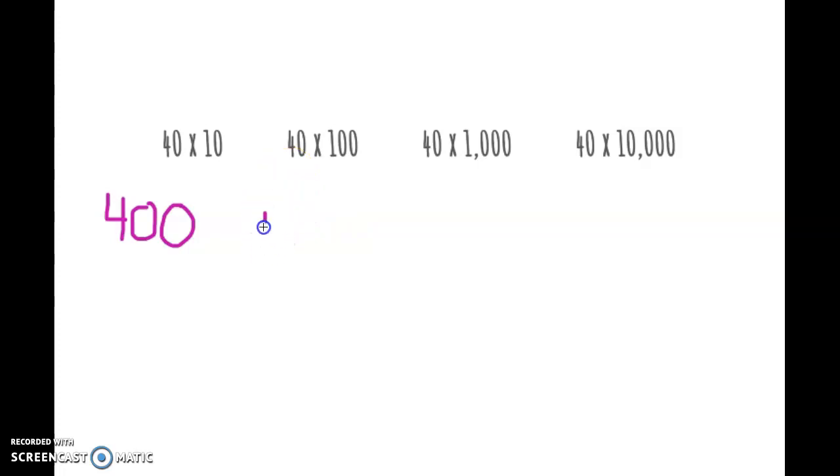We'll do the same thing over here. This time, since it's times 100, we add 2 zeros to our number. So 4,000. Remember, go back after you have your number to do the commas. Okay, 40 times 1,000, we'll do the same thing. 40, we need to add 1, 2, 3 zeros. Count over 1, 2, 3, add your comma.